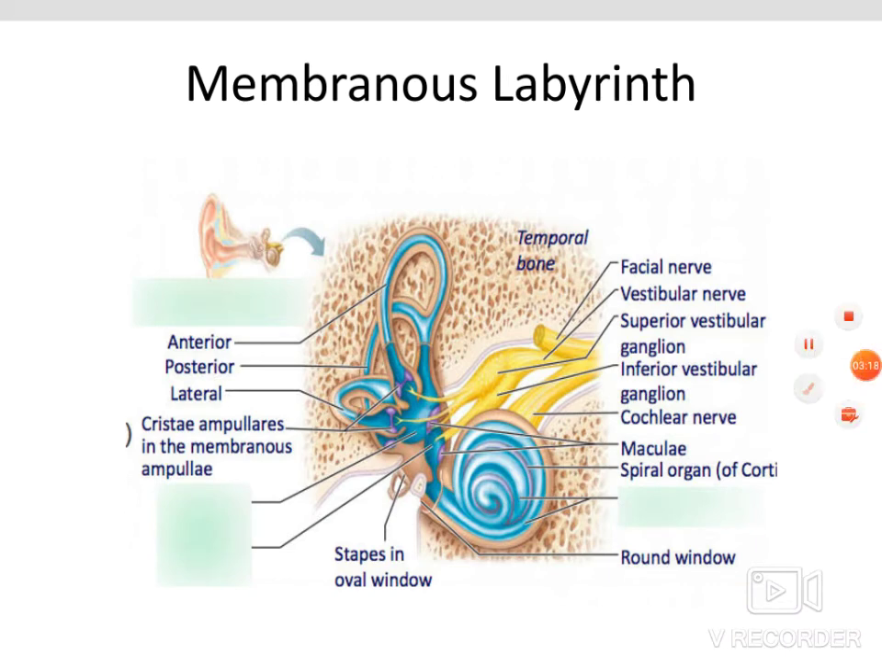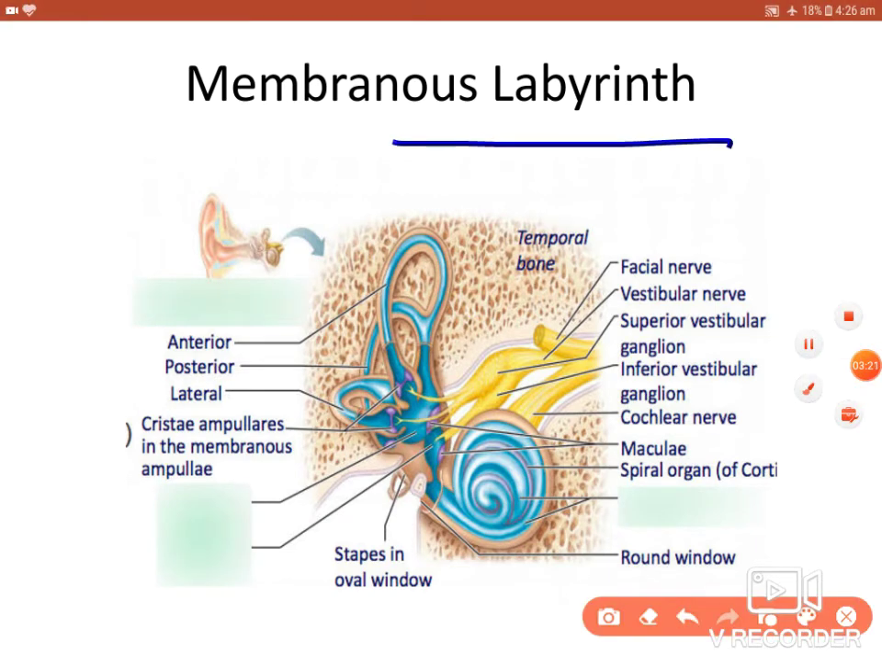Here again are the parts of the membranous labyrinth. Anteriorly, these are the cochlear ducts. Then this is the saccule and utricle. Here you can see the semicircular ducts.